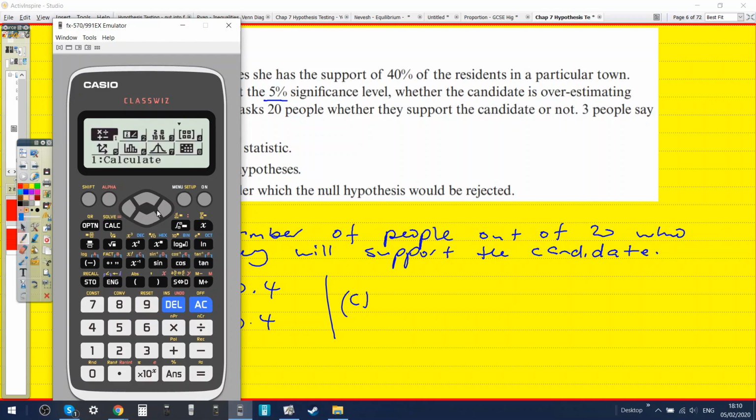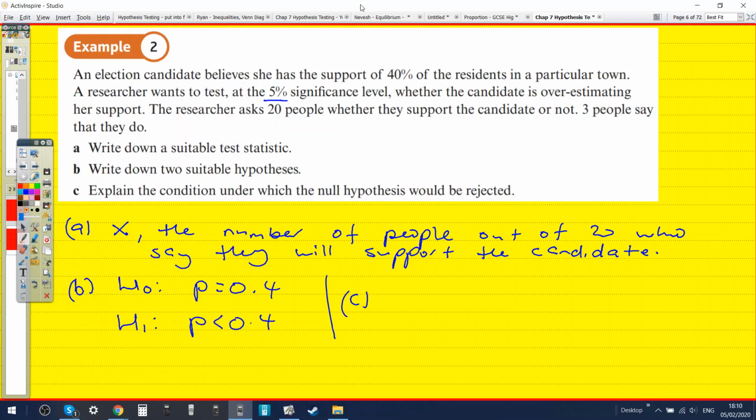Menu. Distribution. I think it's 7. Yeah. We are doing binomial. But one second. So this one, let's say we're checking if 3 people is a less than 5% chance of that happening. What if 0 people said that they support her? Would that be the null hypothesis or alternative? Alternative. Yes. And so we do 3 or less. So 3 or 2 or 1 or 0.